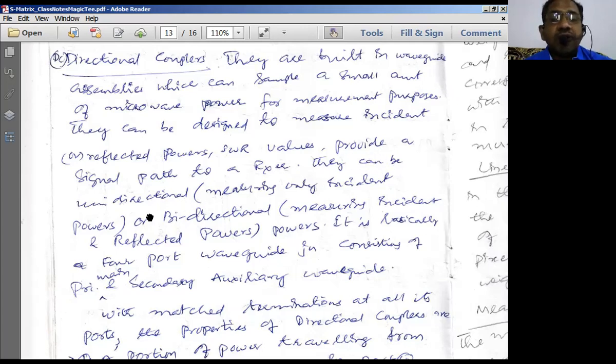They can be unidirectional or bidirectional. Unidirectional means we only support incident power, and there is no reflected power from the same port. In the case of bidirectional, we support both incident as well as reflected powers. Unidirectional port means reflected power is not present in that particular port.